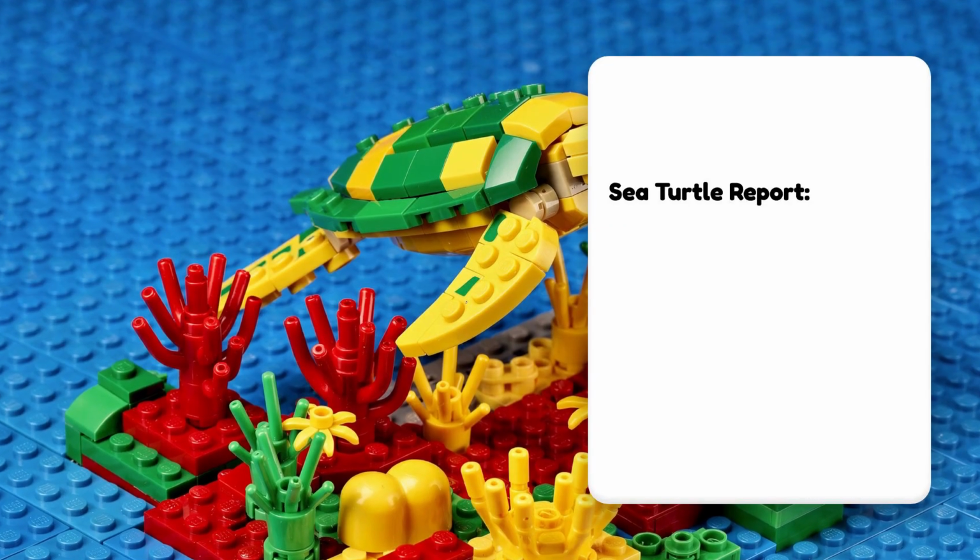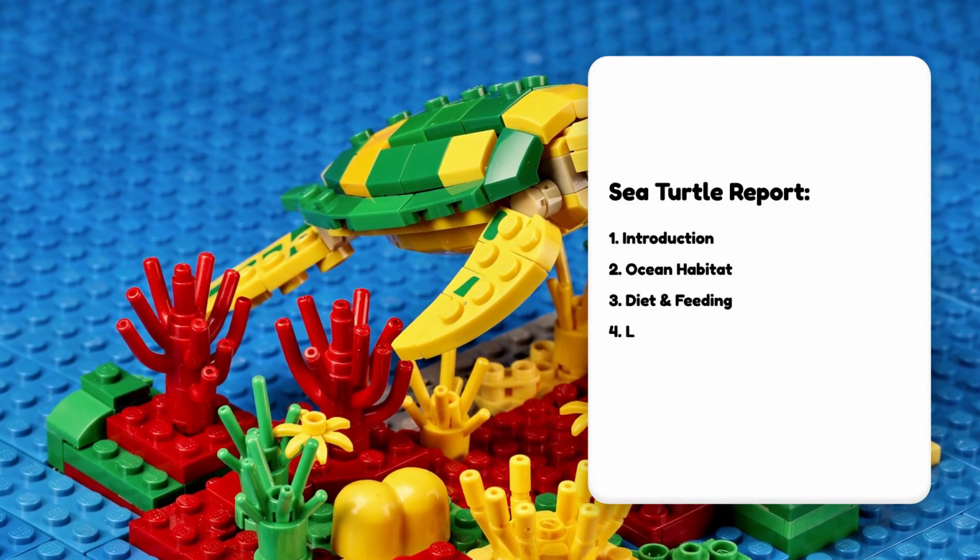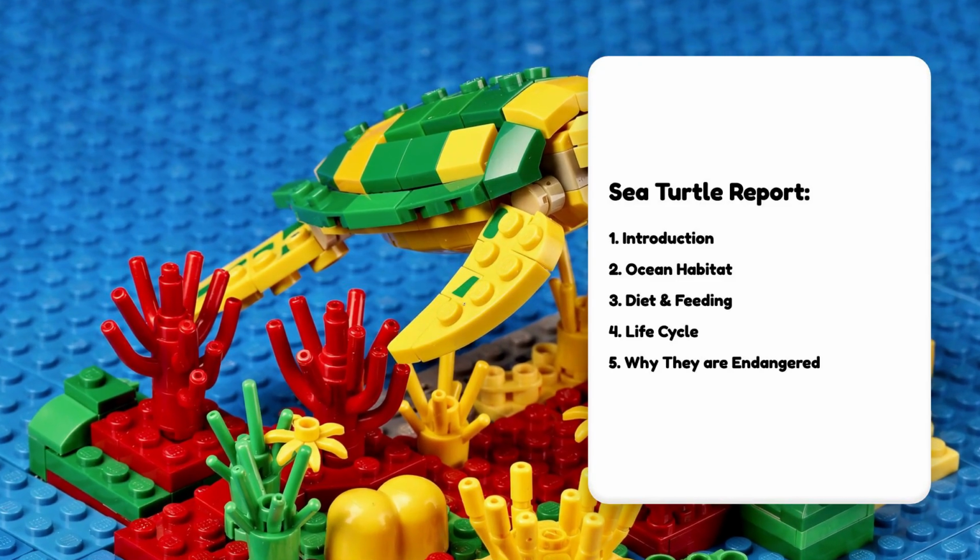Let's say you're writing a report about sea turtles. You can type, "Create an outline for a school report about sea turtles." Canvas keeps everything in one place. You can write your report, edit it, and ask Gemini to help with spelling, grammar, or organization.